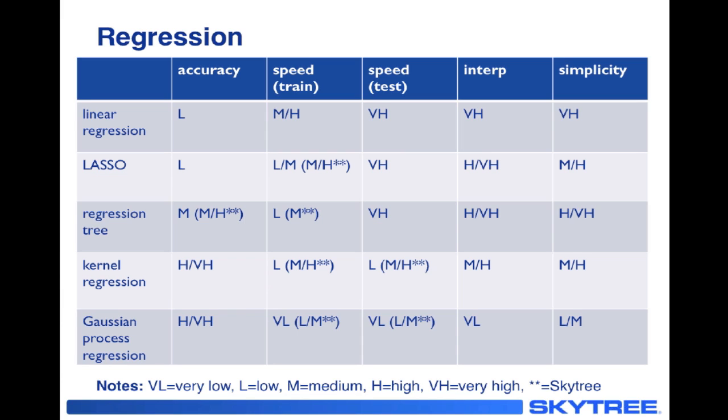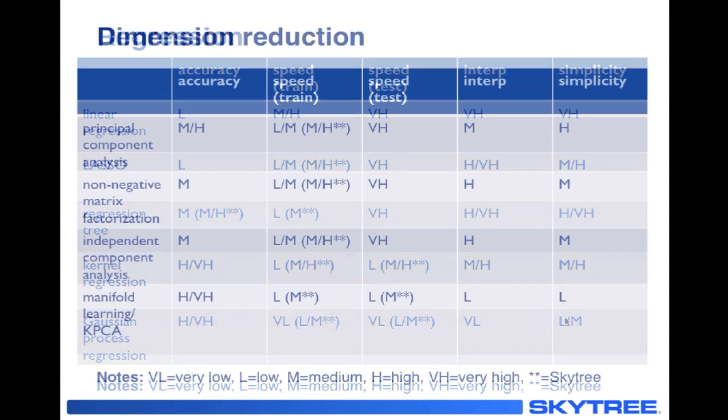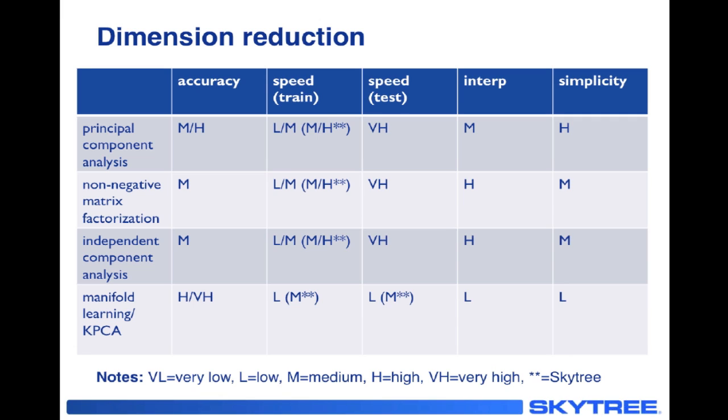Kernel regression is probably your best overall for high accuracy, but slow without fast algorithms. And Gaussian process regression is generally super slow, even with fast algorithms. And so it is a more powerful model in principle than kernel regression, but generally too slow for large data sets. I'll quickly go through this on dimension reduction.